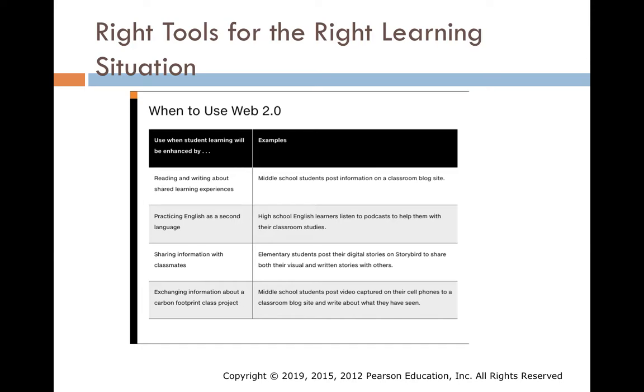So take a second, look through these examples, and there's a variety of grade levels that are listed here in the examples. Look and see what are some things, and do you understand how it's enhanced, how the learning environment is changed because of that tool.